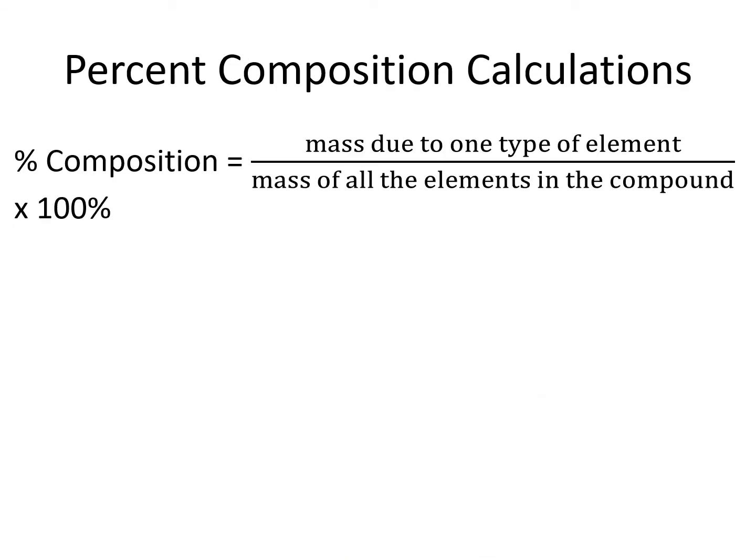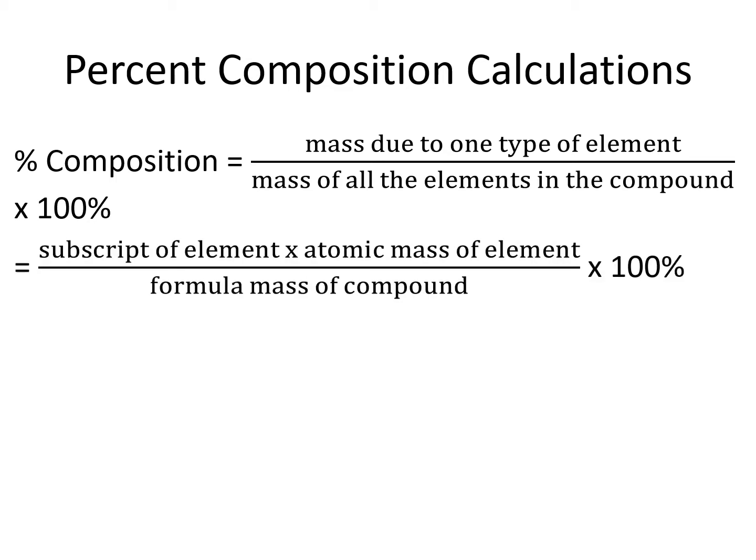So how do we calculate percent composition? We take the mass due to one type of element, divide by the mass of all of the elements in the compound, and then we multiply by 100%. Essentially, we're taking the mass of the part divided by the mass of the whole, and then times 100.